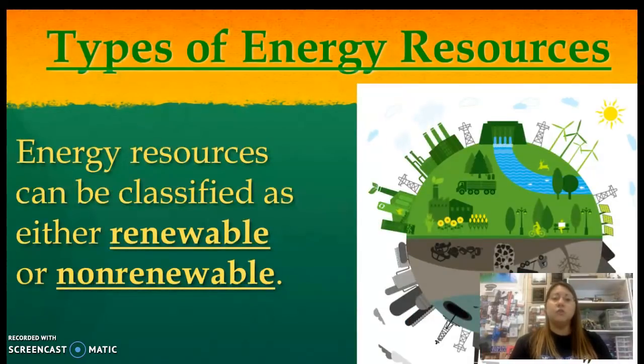There are two categories of energy resources, so natural resources from which energy might be generated, and energy that you might use for electricity to power your home, for example. Energy resources are going to be classified as renewable or non-renewable.